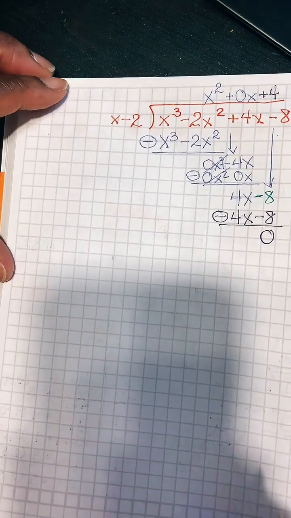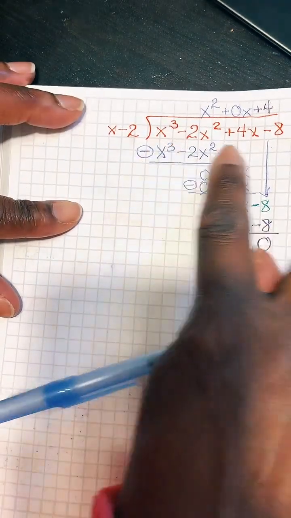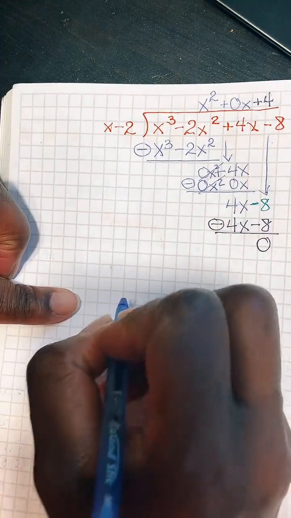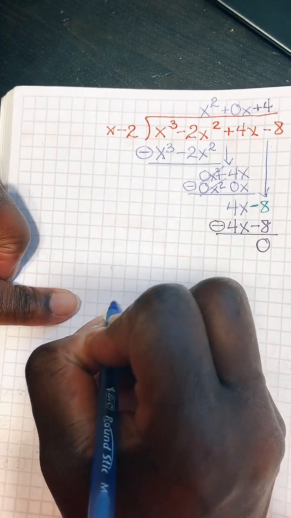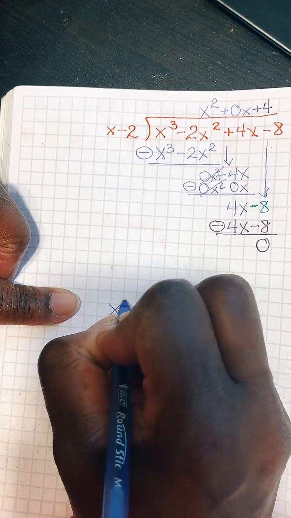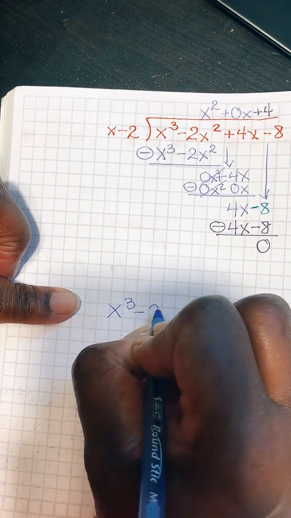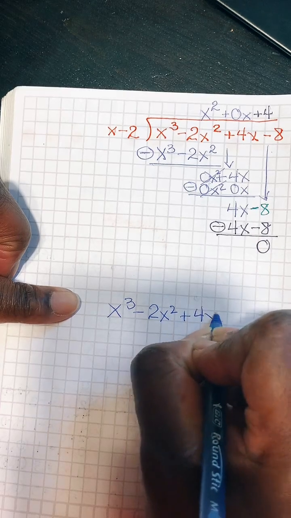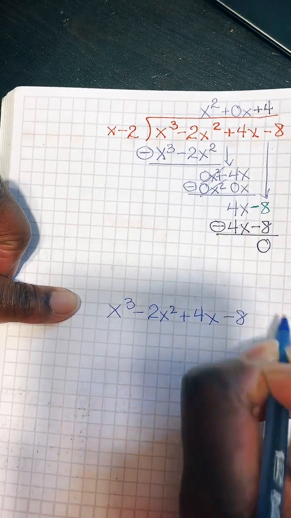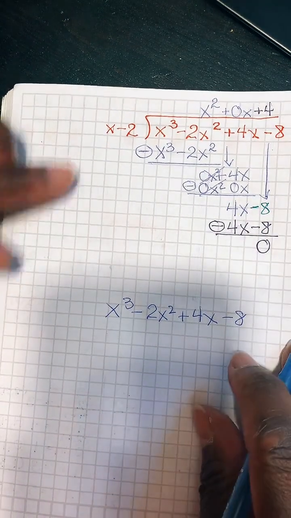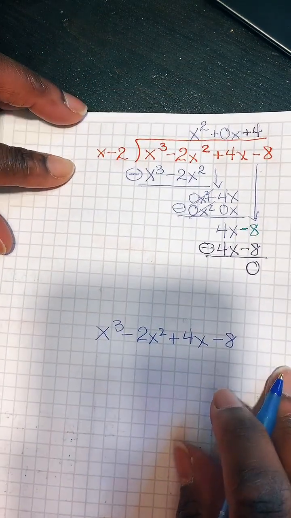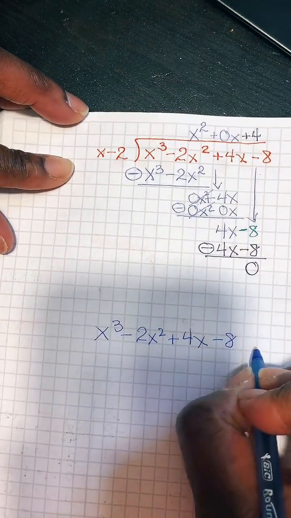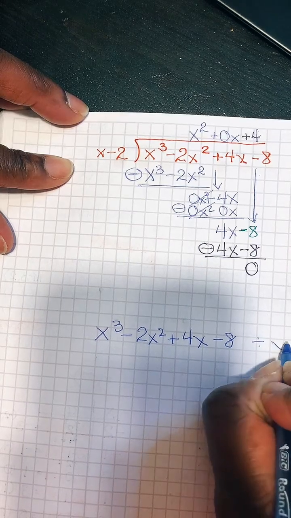So we have our original dividend, x cubed minus 2x squared plus 4x minus 8. And we have our divisor, which was x minus 2.